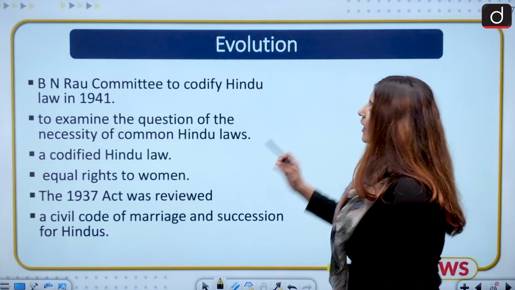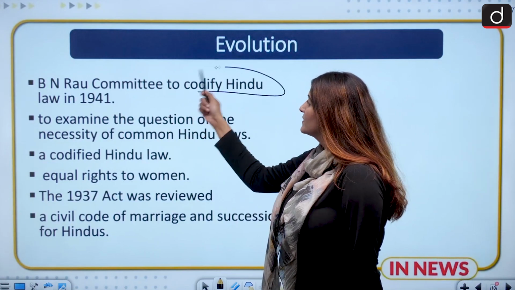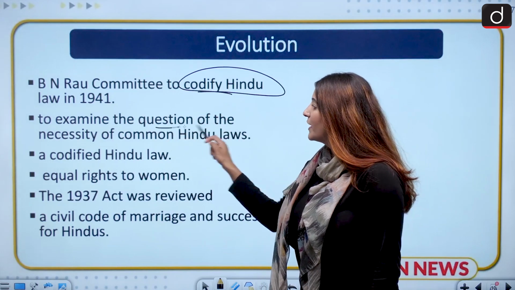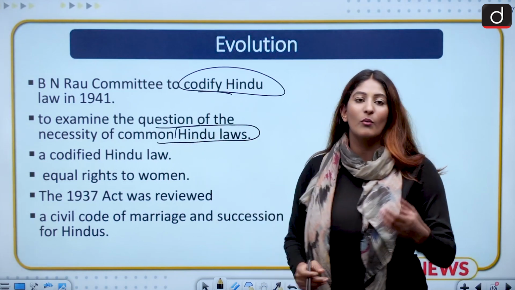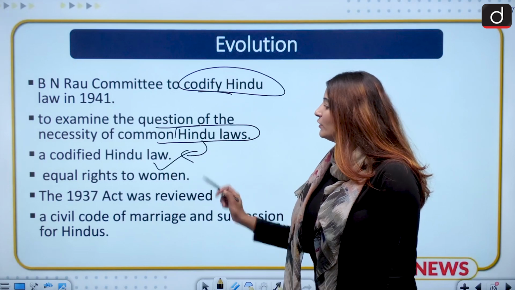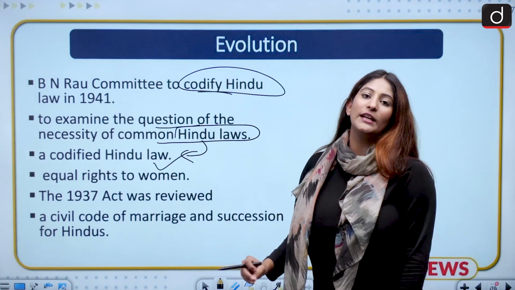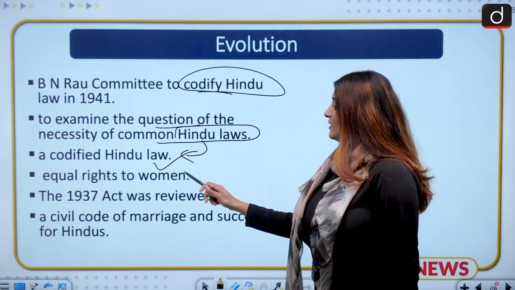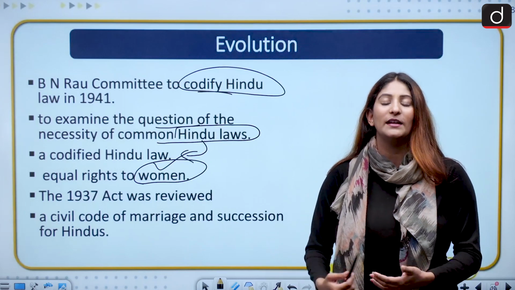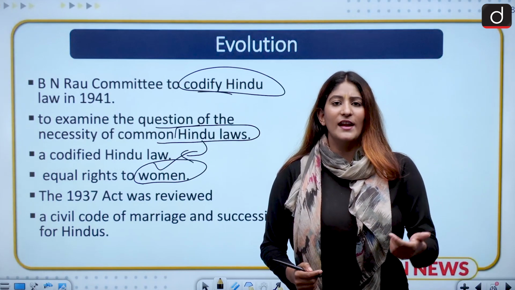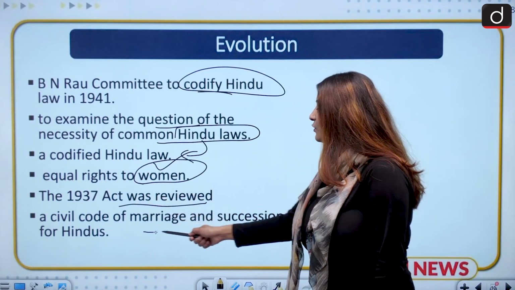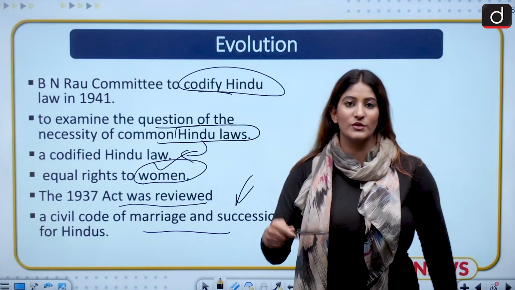Moving on. After that, the B.N. Rao committee was given the task to codify Hindu laws in 1941. Also, the task was to question the necessity of a common Hindu law. Why should a common Hindu law prevail? It then recommended that a codified Hindu law should be given in which equality of gender should be there. That means equality should be given to women when it comes to inheritance of the father's property and various other areas where discrimination did exist. So the 1937 Act was reviewed and the Civil Code of Marriages and Succession for Hindus was given.